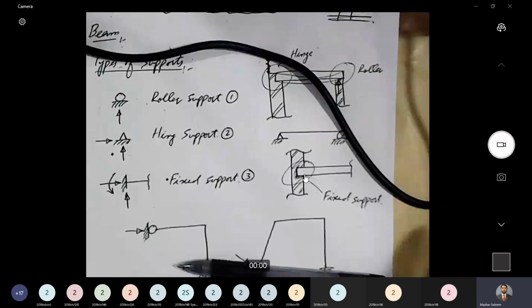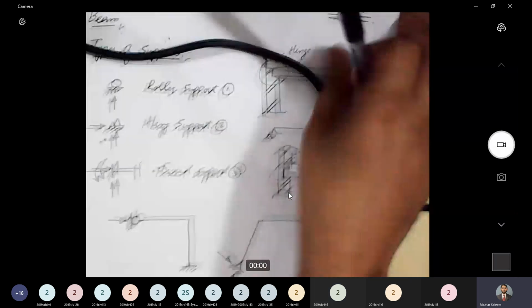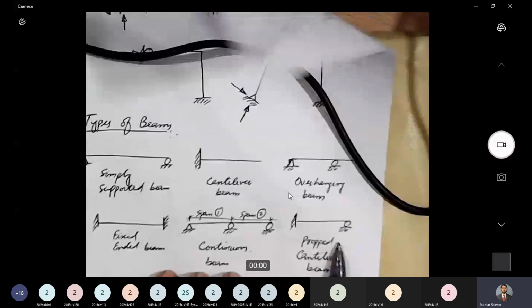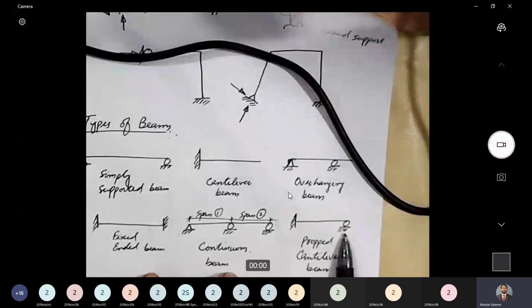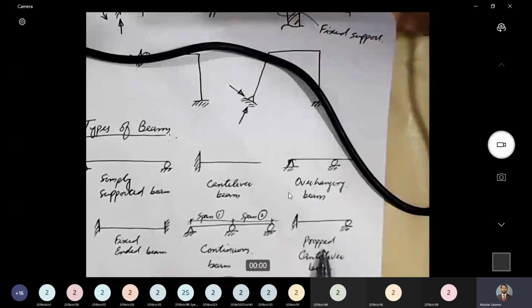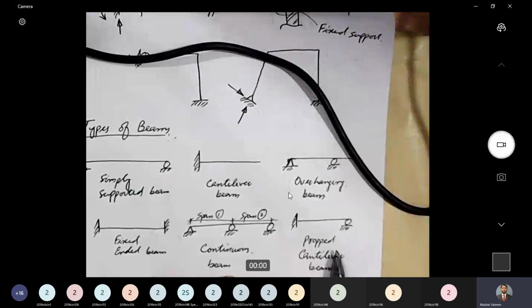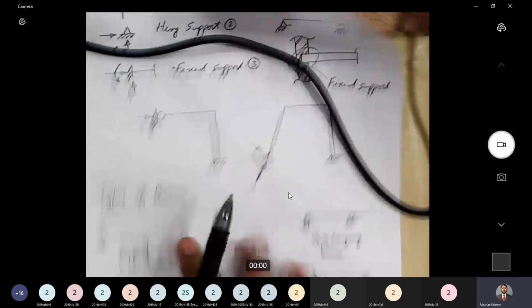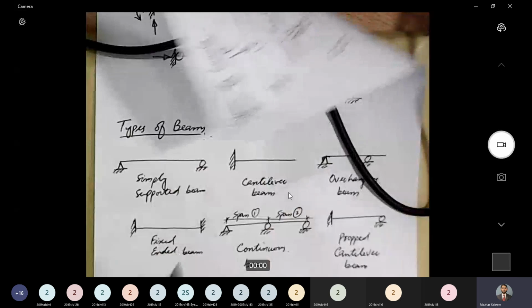146, I see your hand raised. Okay. Sir, is it a compulsory condition for a continuous beam to have a roller support in between, or may it be any support? Oh, it may be a hinge support, roller or hinge. Okay. And even in the case of a propped cantilever beam, this support may be a hinge support. Okay, and this beam will still be categorized as a propped cantilever beam. All right. So these were different types of beams.